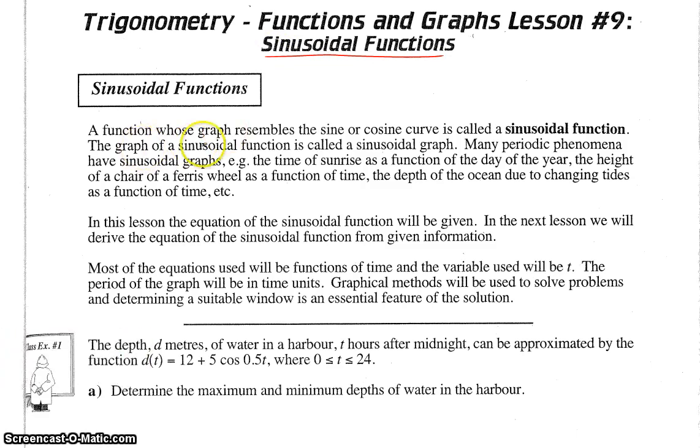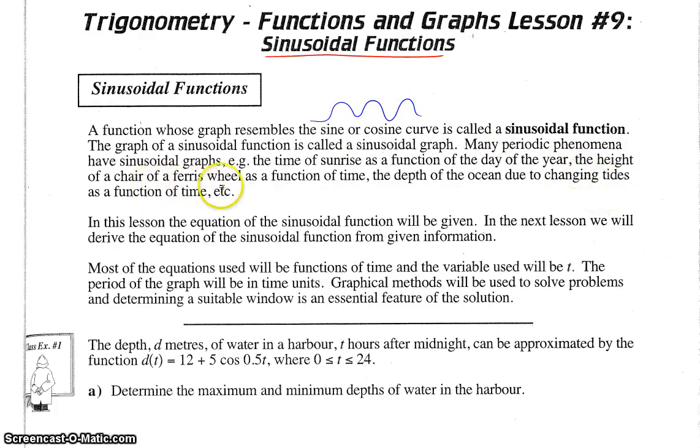A function whose graph represents a sine or a cosine curve, like this, is called a sinusoidal function. The graph of the sinusoidal function is called a sinusoidal graph, obviously. Many periodic phenomena have sinusoidal graphs. For example, the time of a sunrise as a function of the day of the year, that keeps repeating or is periodic.